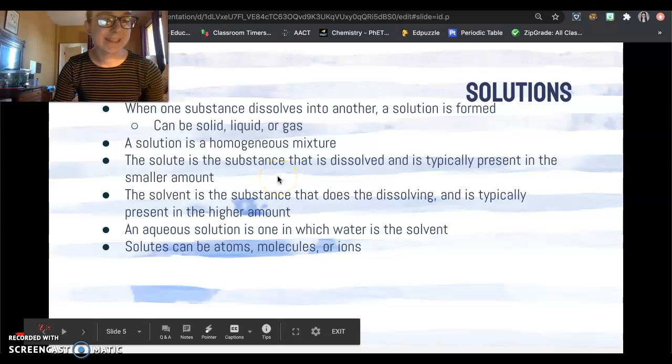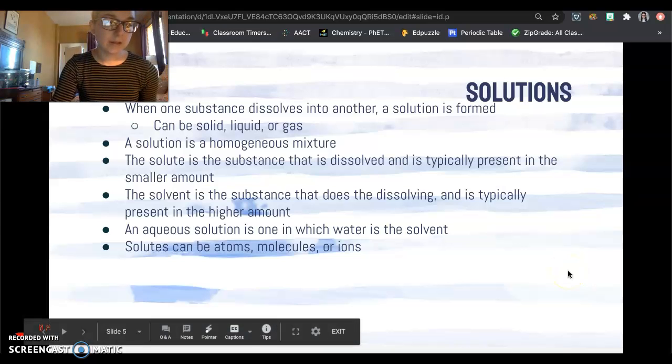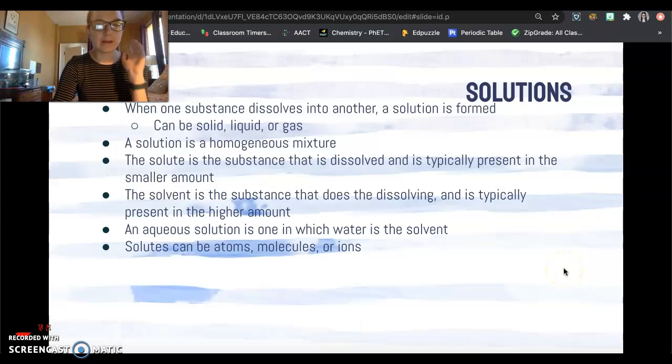The solute is the substance that is dissolved, typically present in the smaller amount, and the solvent is the substance that does the dissolving. Water is called the universal solvent, even though that's not really true, but in labs typically we use distilled water to dissolve things like salts to make a solution. So an aqueous solution is one in which water is the solvent. Aqueous, aqua, means water. And the solutes, what is dissolved, we can look at it at an atomic level. Sometimes solutes are atoms as their smallest structure. Some solutes have molecules as their smallest structure, and some have ions as their smallest structure.